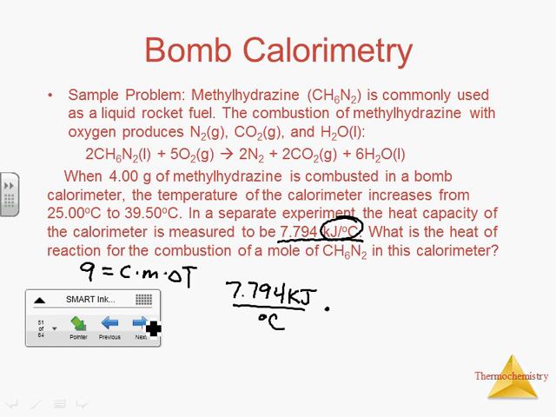Which here is 14.5 degrees Celsius. I just needed to double check my math. When I multiply those together, degrees Celsius cancels out, which gives me kilojoules. 7.794 times 14.5 gives me 113 kilojoules. So that's the total heat change that happens in this calorimeter.